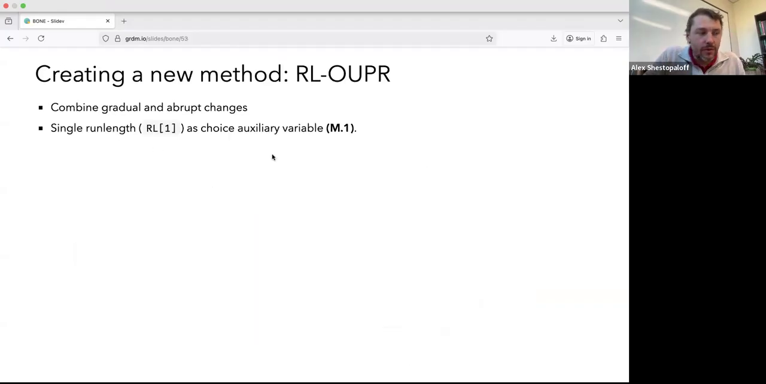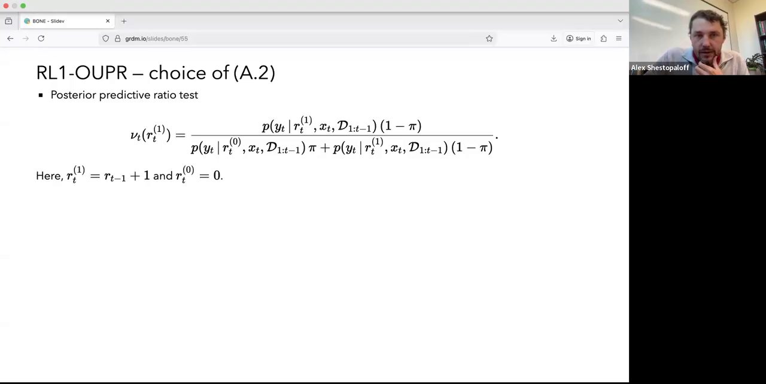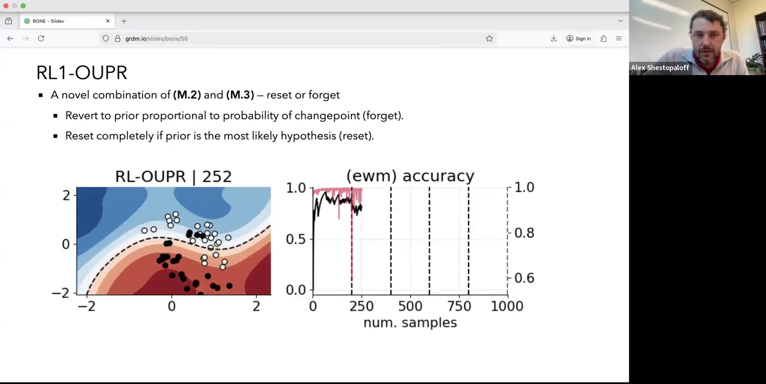Now, as I mentioned earlier, BONE can also be used to create new methods by combining different choices inside the framework. For example, we can combine gradual and abrupt changes, a somewhat natural thing to do. So we can do this. We can combine soft and hard resets here. Basically, we reset if the probability of a change point is below some threshold. Okay, and these are weights for the different choices of the auxiliary variable psi. Here it's a run length, so it's r. Okay, and we can do this here, right?